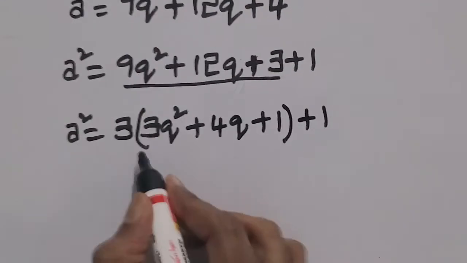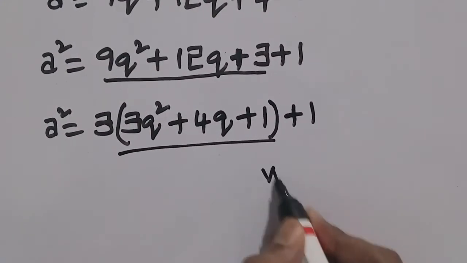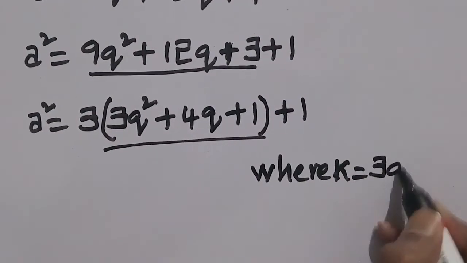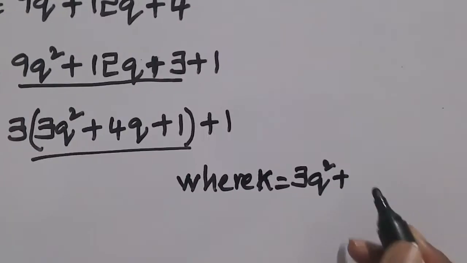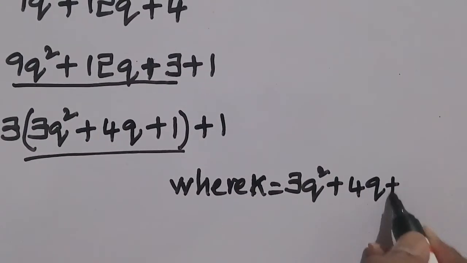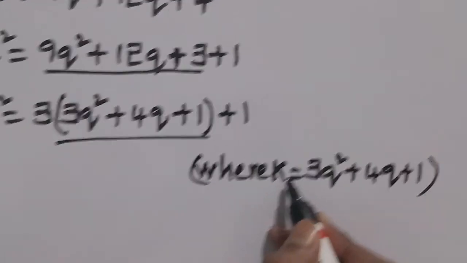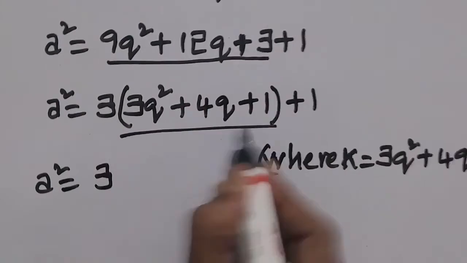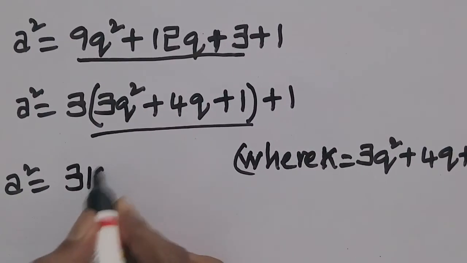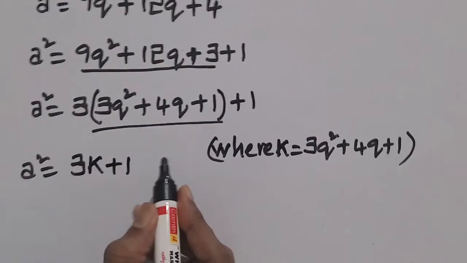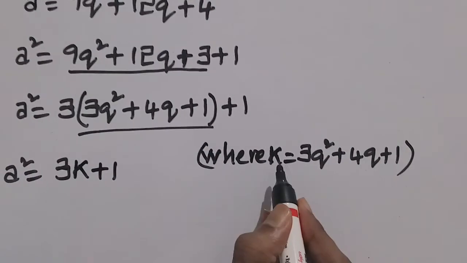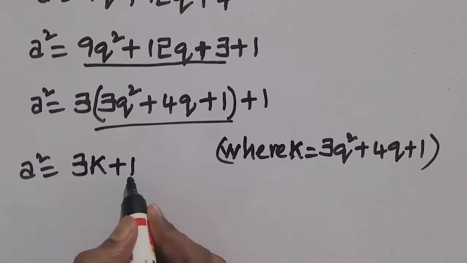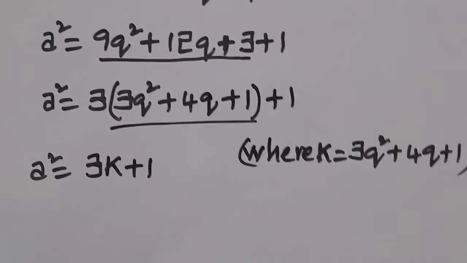Where k is equal to this total value, we will take k. Where k is equal to 3q square plus 4q plus 1, where k is any positive integer. Okay, a square is equal to 3 into this total value, which is k, so 3k plus 1. This total value is equal to k, we are putting k, so a square is equal to 3k plus 1.